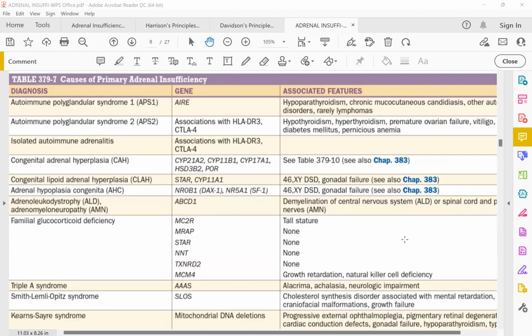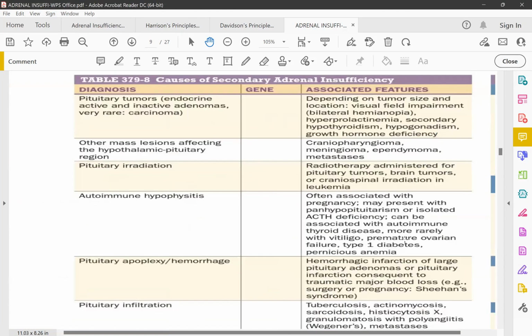More or less what we have said is that autoimmune is the main one: APS1 and APS2, isolated adrenalitis can be there, or CAH is a common cause in children. If a person in the pediatric age group presents with adrenal insufficiency, it is congenital adrenal hyperplasia. The other things you have already listed. Now let us go to the next slide.